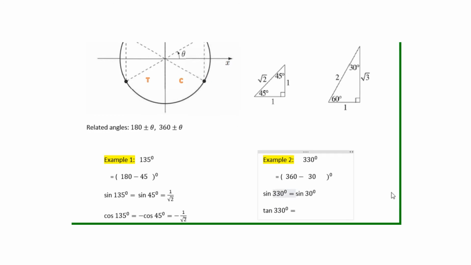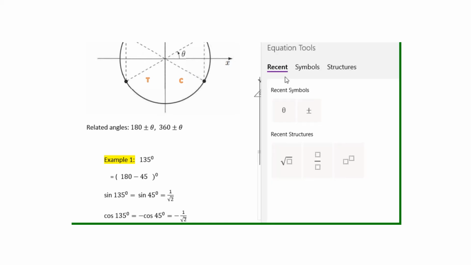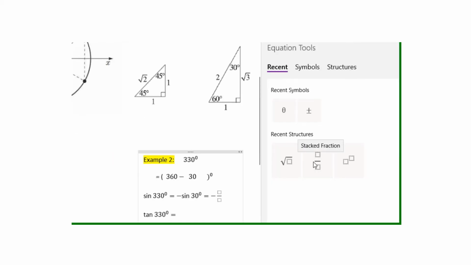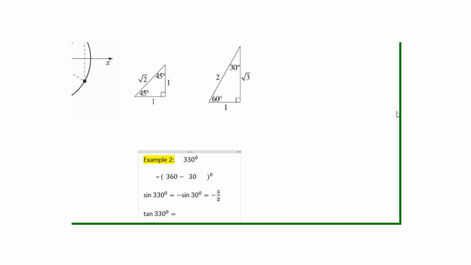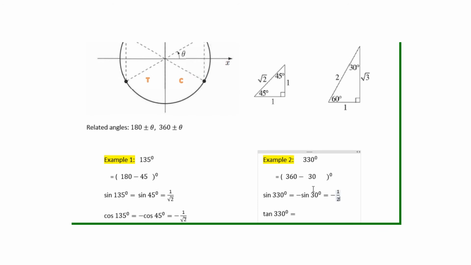So this is going to be negative of sine 30. And if we use this triangle, we can work out the exact value of sine 30. So sine is O over H, which is a half. So in this case, it's going to be negative a half. 1 over 2. Alright. So negative a half.